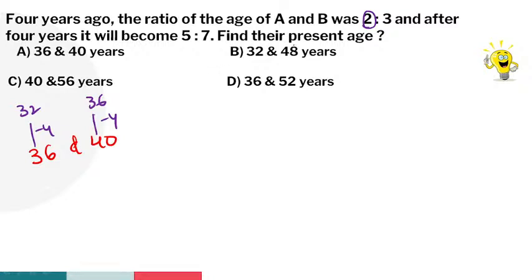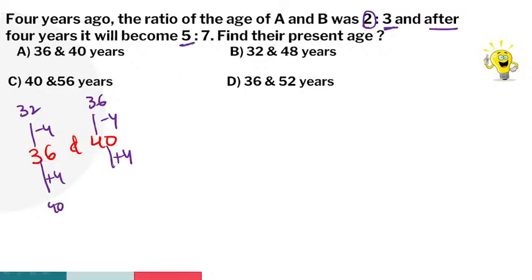Yes. Okay, 36 is a multiple of 3. Yes. And next, what is the next statement? After 4 years. After means plus. Right. Let's simply check here: 36 plus 4 is 40.